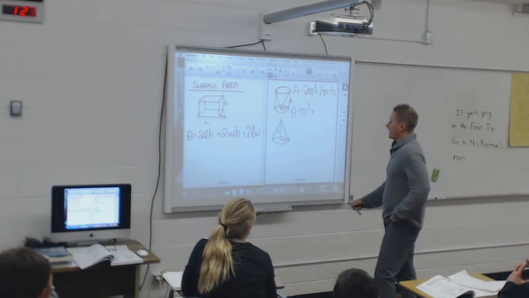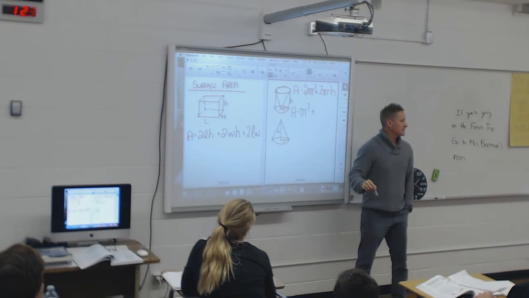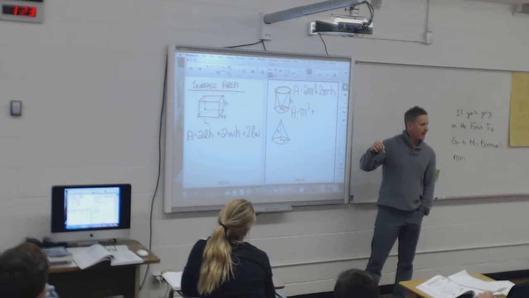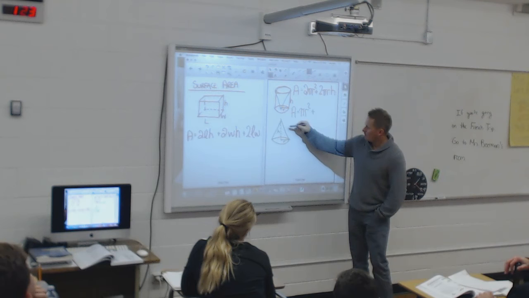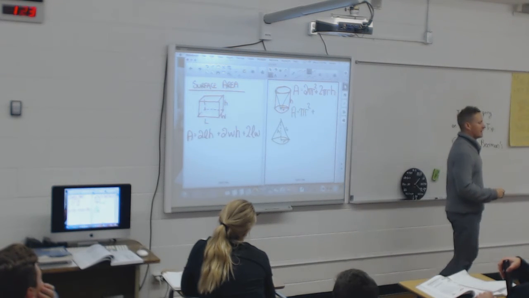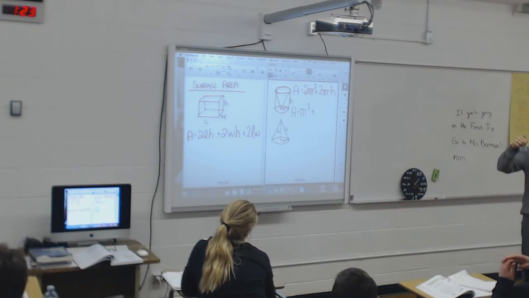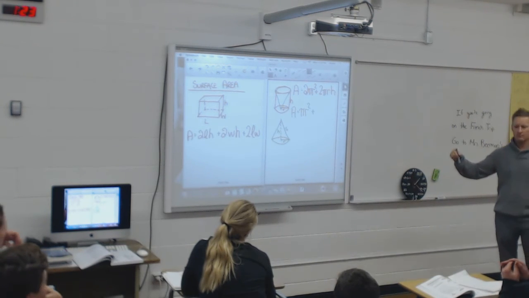Okay? So I need to find it. Now, what I have here is a triangle. Does everybody see the triangle that I made? The height and the radius. I'm also going to put this guy right here. That guy is called the slant height. Now you only need to work with slant height in terms of area.